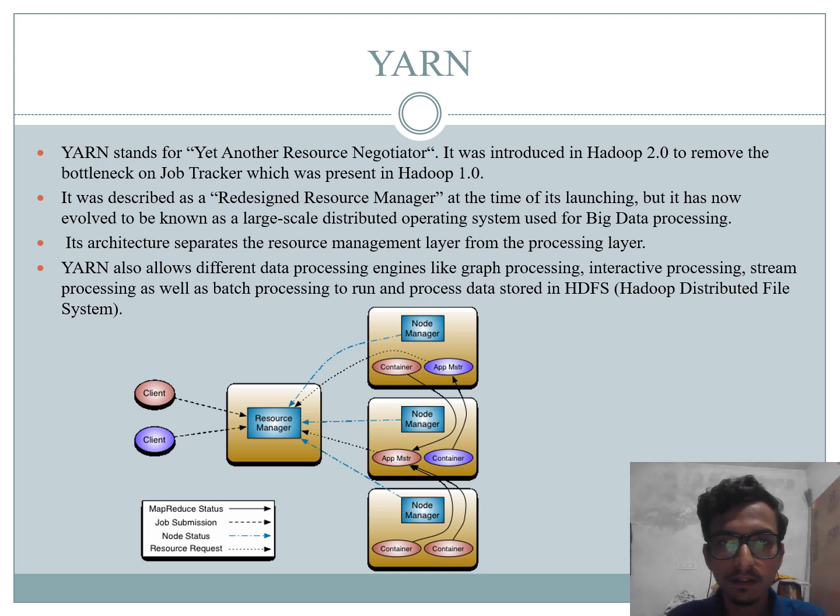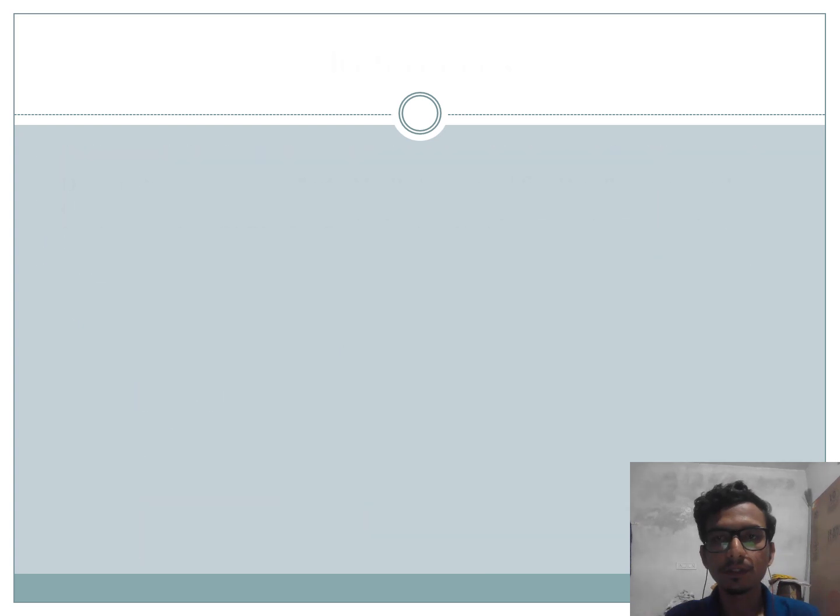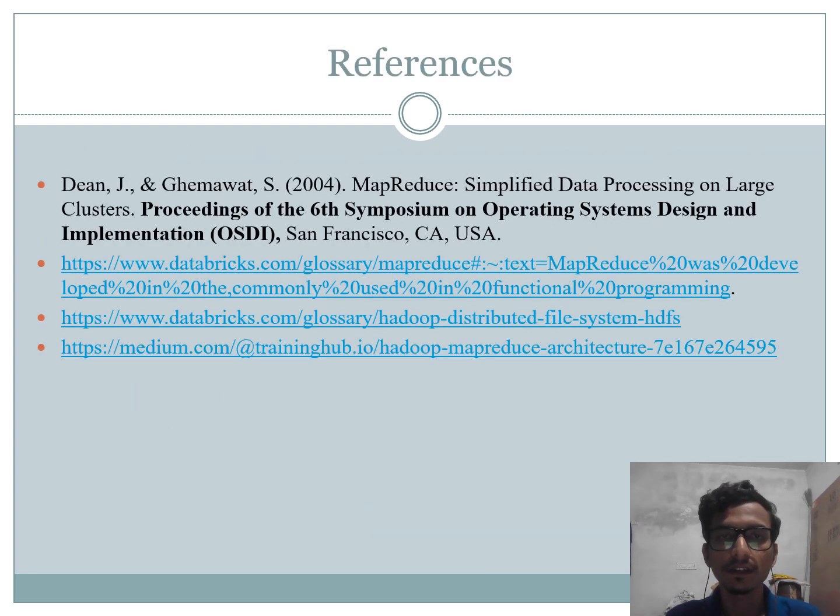Then these are some resources or references. The first one is the research paper that was published by Dean J and Ghemawat S. These were two scientists of the Google company. They published this paper, and this paper is basically based on MapReduce architecture in Hadoop programming. So it is very informative. Then there are three links that I used to learn about these two technologies.